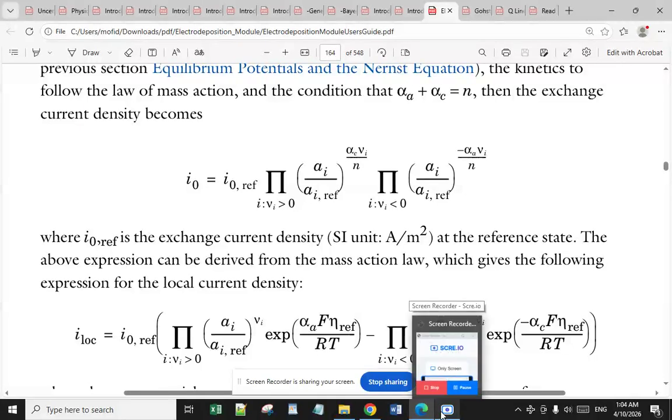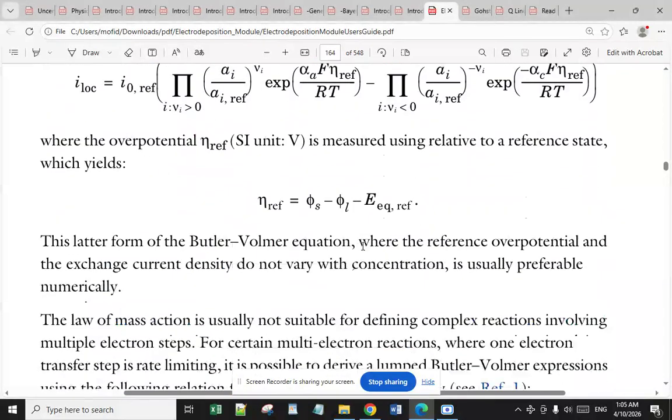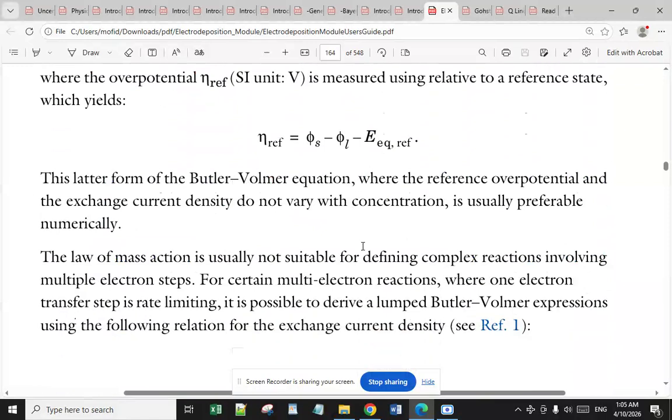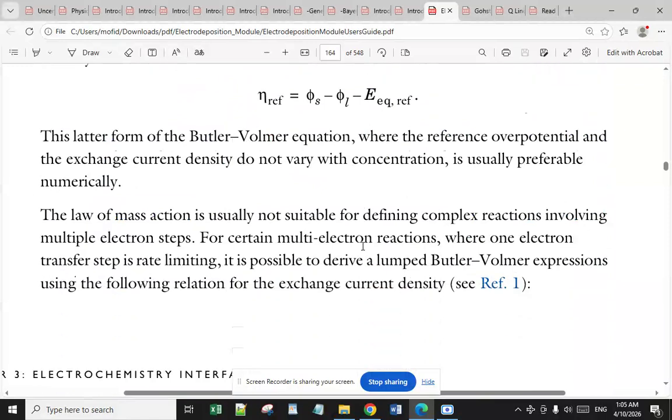The above expression can be derived from the mass action law, which gives the following expression for the local current density, where the overpotential at reference state, whose SI unit is volt, is measured relative to the reference state, which yields eta reference equal to phi s minus phi l minus the equilibrium potential reference. This latter form of the Butler-Volmer equation, where the reference overpotential and the exchange current density don't vary with concentration, is usually preferable numerically.